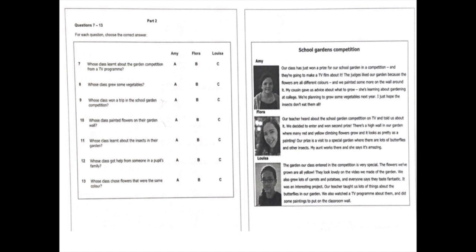So here's an example. So we have these 3 texts about people and what they have to say about school gardening competitions. So for example, number 7 says, whose class learnt about the garden competition from a TV program? So you have to look in this information and see who learned about it from a TV program. In one of these 3 options, it'll say something about a TV program, and then you just choose A for Amy, B for Flora, or C for Louisa.